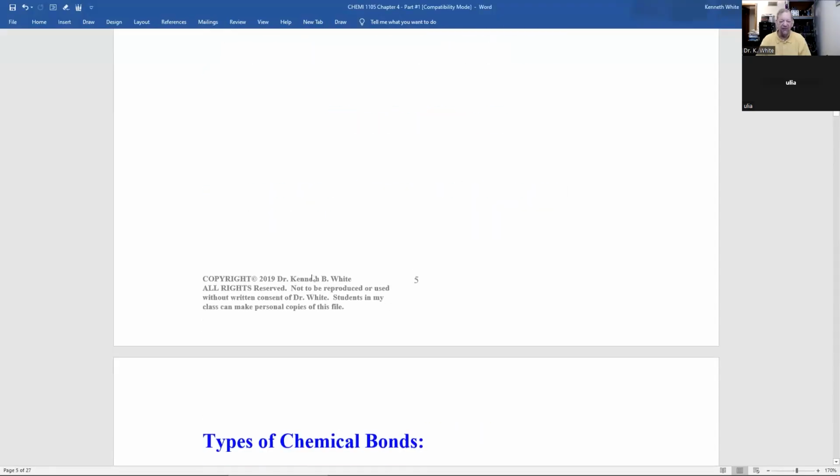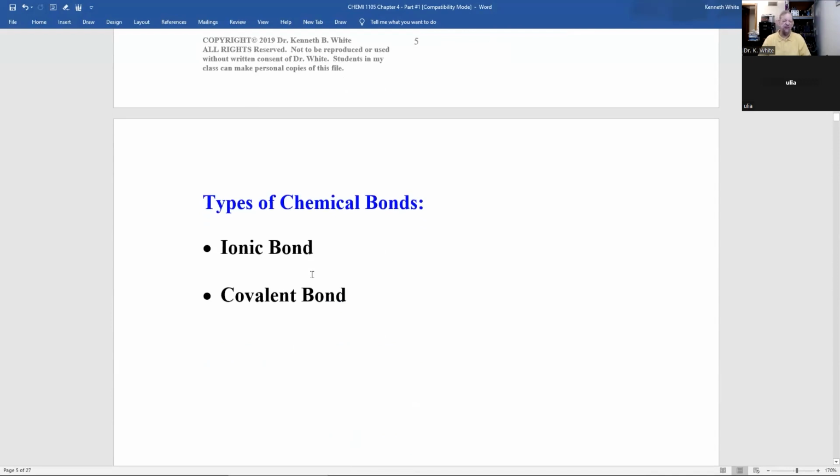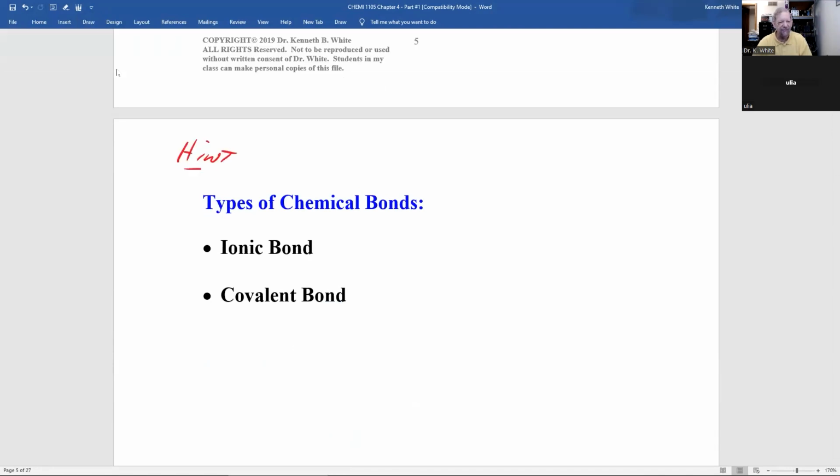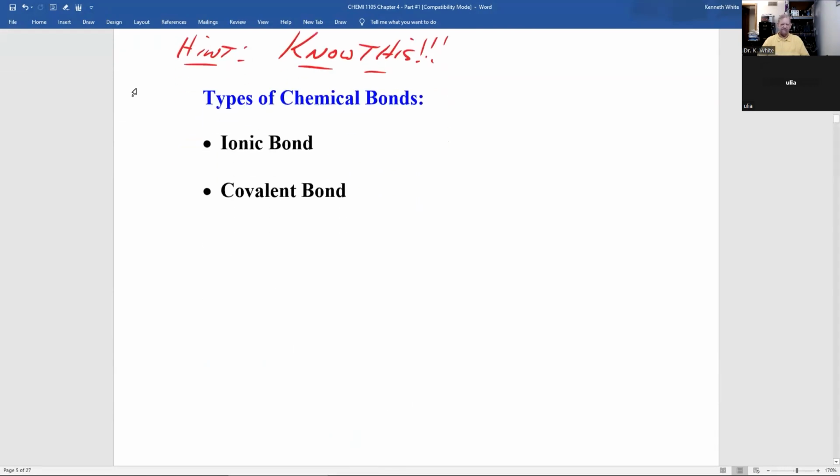Now, when we talk about chemical bonds, there's two types. Hold on, I have to be subtle. And the two types are an ionic bond and a covalent bond. So there are two types of chemical bonds, only two types, and that is ionic bonds and covalent bonds.